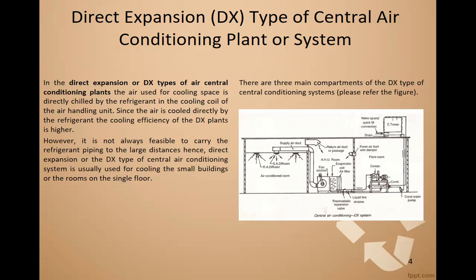So, there are three main compartments of the DX type of central air conditioning. First, we have the air conditioned room, the machine room. Then the compressor room, which has the compressor and condenser. Sometimes the condenser is placed outside. If it's only the compressor and your condenser is on top, you have no cooling tower, and that is called an air-cooled condenser.